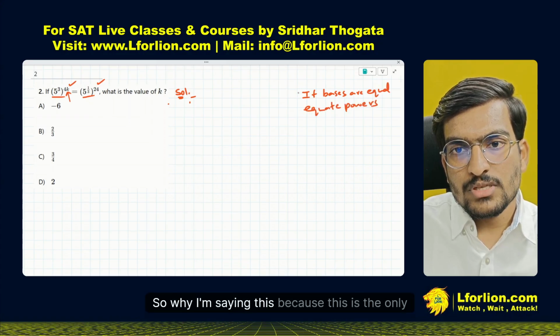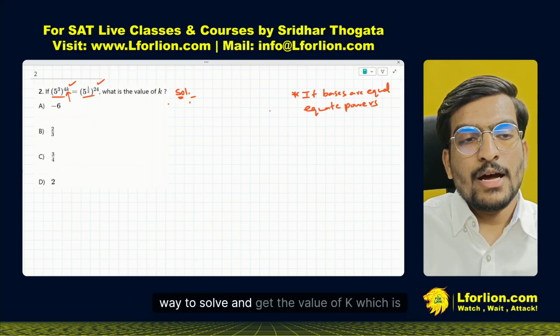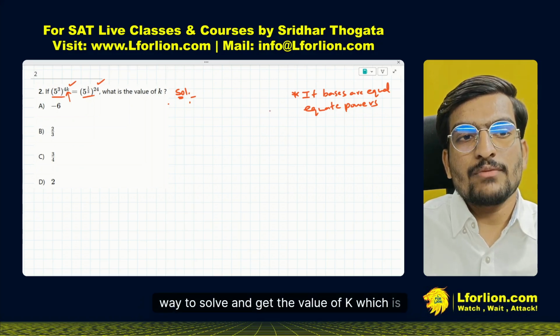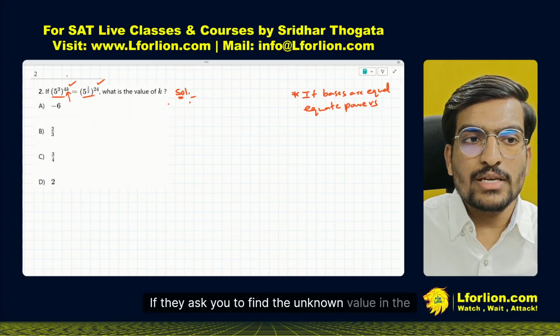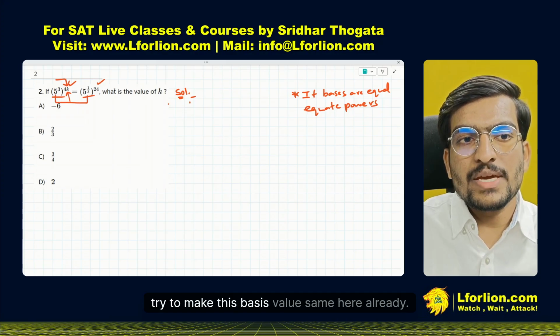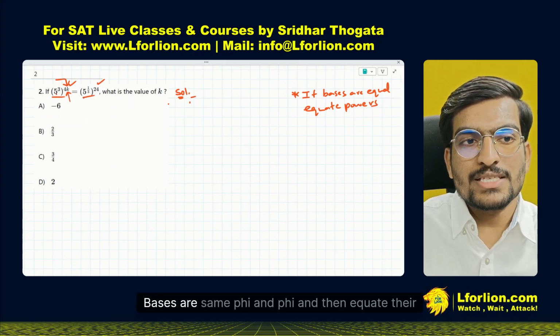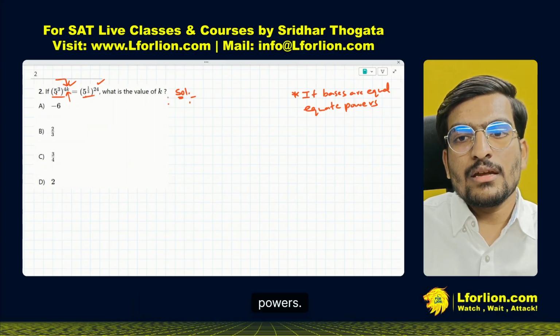Why I'm saying this is because this is the only way to solve and get the value of k, which is unknown and in the exponent. Anytime they ask you to find the unknown value in the exponent, try to make the bases the same. Here the bases are already the same, 5 and 5, and then equate their powers.